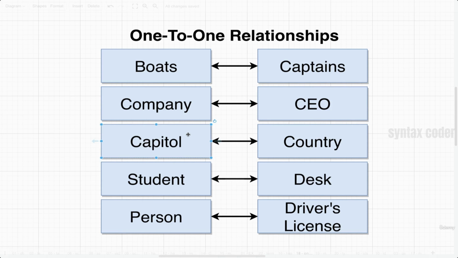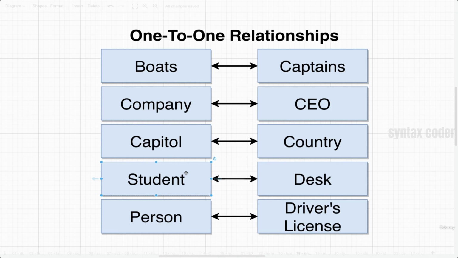Now, this is a pretty good example right here, capitals and countries. As far as I'm aware, there are no capitals or cities in the world that serve as the capital for many different countries at the same time. So we would say that a capital has one country, and a country has one capital.